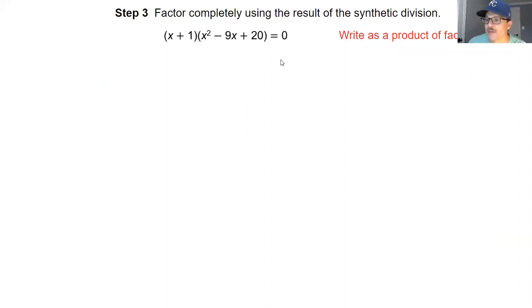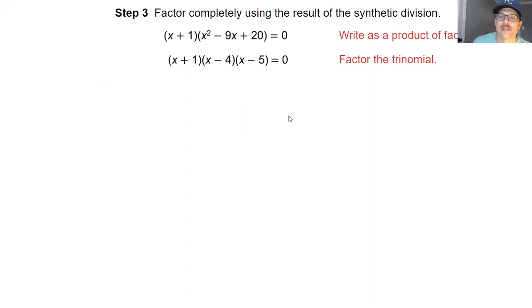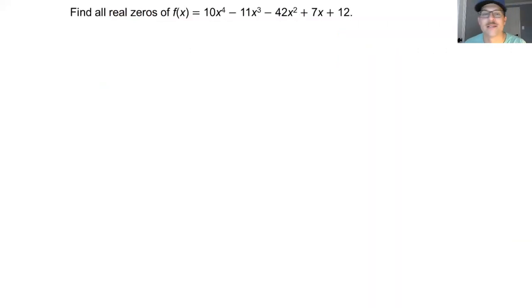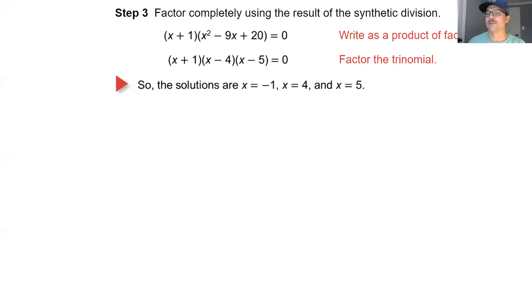Now, sometimes you're left with a very easy quadratic that you can then factor: two numbers that multiply to equal 20 but add to equal negative 9. You get your negative 4 and your negative 5. Then you can set each one of those things equal to 0. Negative 1, positive 4, and positive 5 are all of your real solutions.